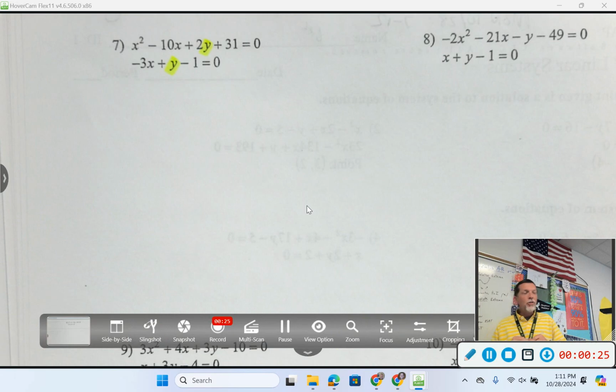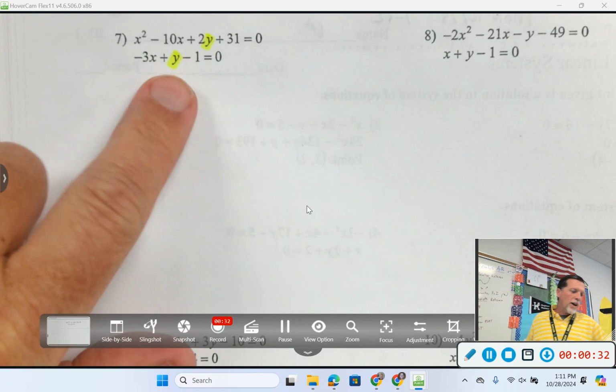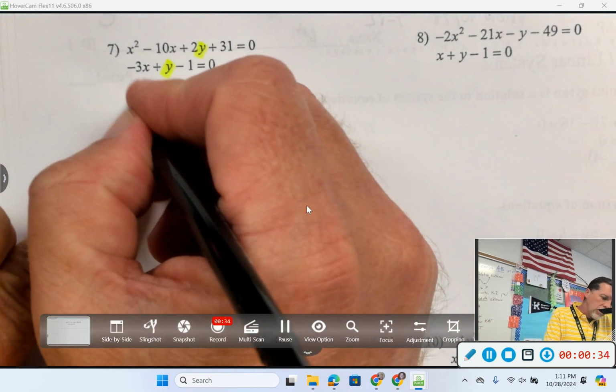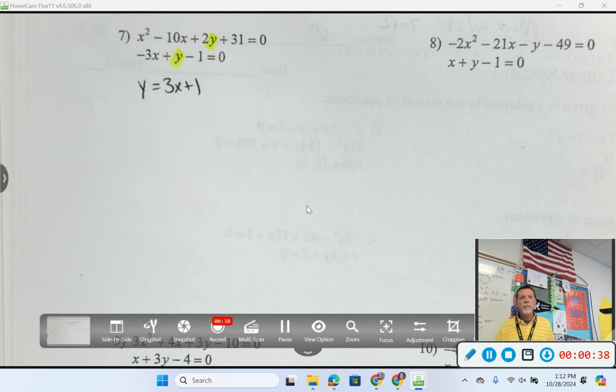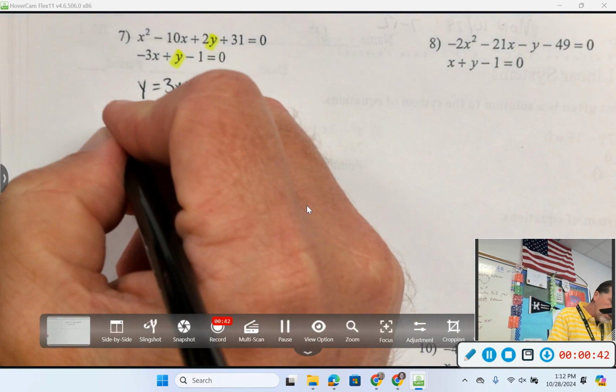So, again, you can always solve for either one, but life is a lot easier if you'll take a second to choose wisely on what to solve for. So y equals 3x plus 1. That means 3x plus 1 will go in for y in the other equation.